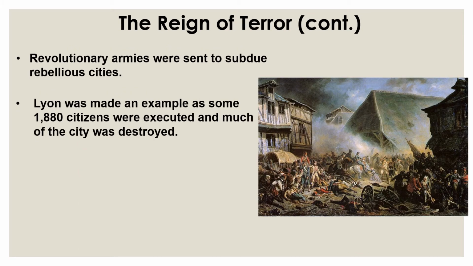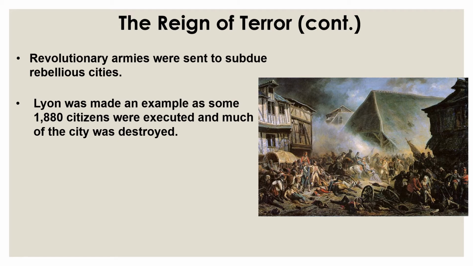Revolutionary armies, however, will have to continue to be sent to fight against not just the foreign factions, but sent to subdue rebellious cities within France. So this French Revolution during this Reign of Terror is being fought on two fronts. It's being fought internally to get rid of those who are seen as counter-revolutionaries within France, as well as fighting against the exterior enemies of France, meaning the foreign enemies of France, those other nations in Europe.